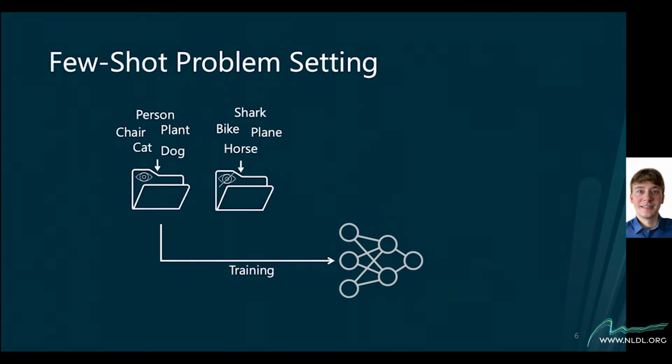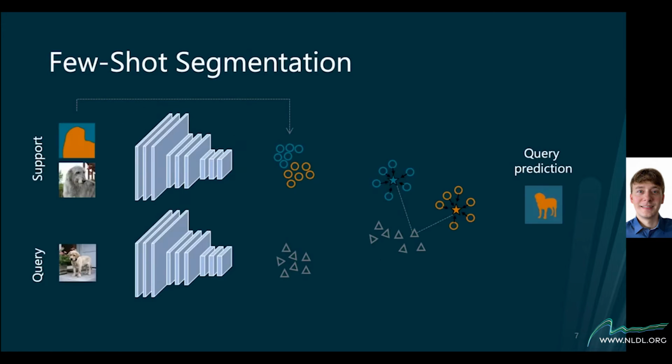So the idea is to train a model on our seen classes, and then once we've trained it, freeze that model, and then leverage some examples of the unseen classes, a few examples, in order to do inference on the unseen classes. So how can we do this in a segmentation setting?